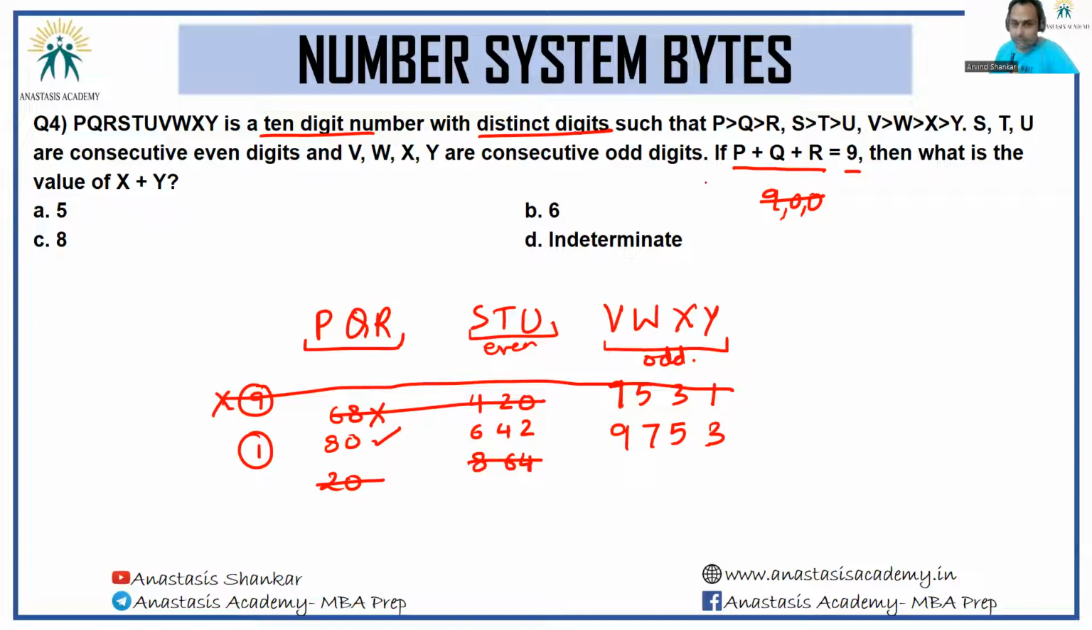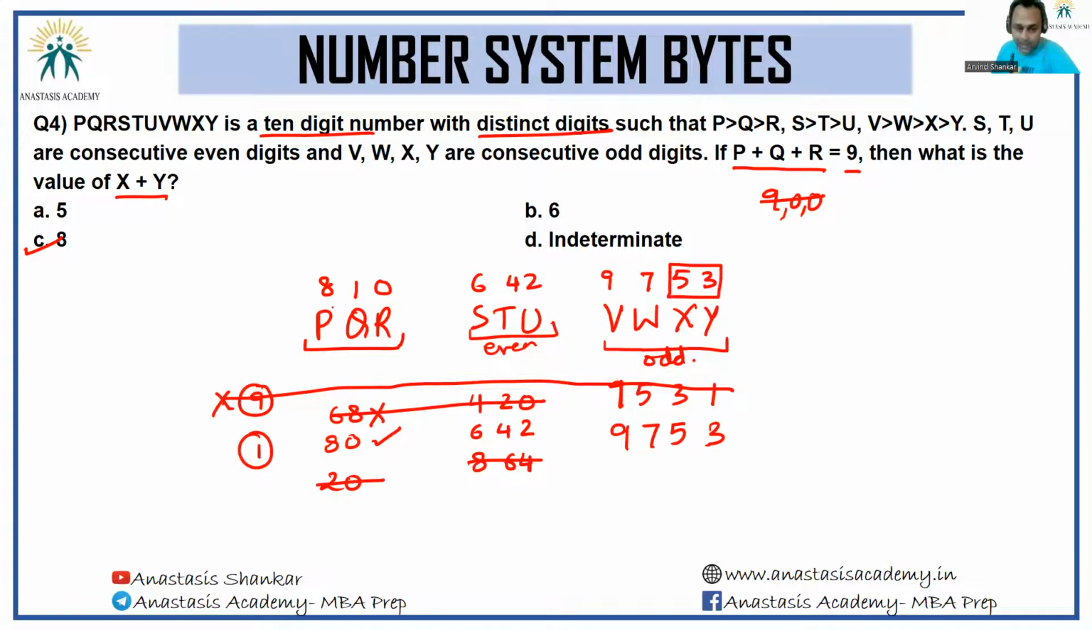Now, given that we were told P is greater than Q is greater than R, the precise number would be 810 642 9753. What is the value of X plus Y? Answer will be option C, 8.